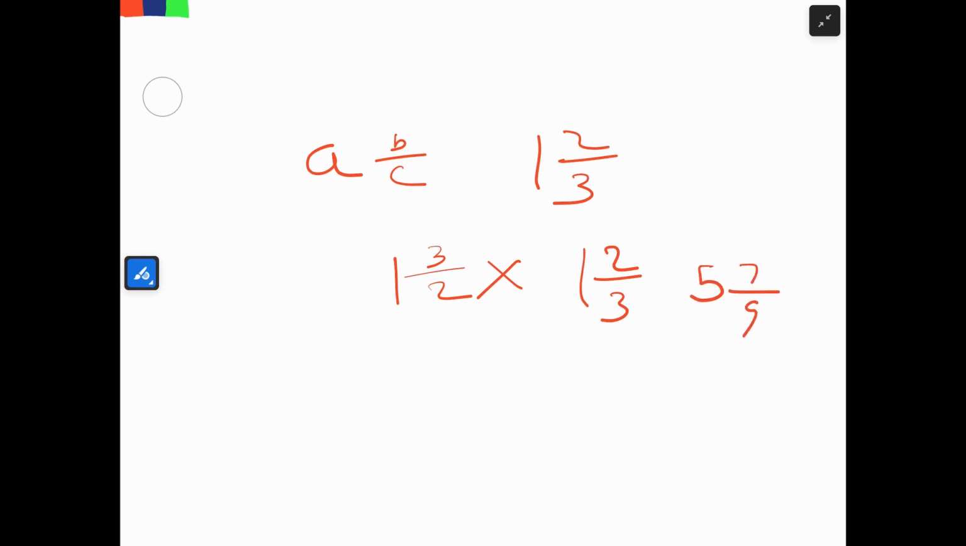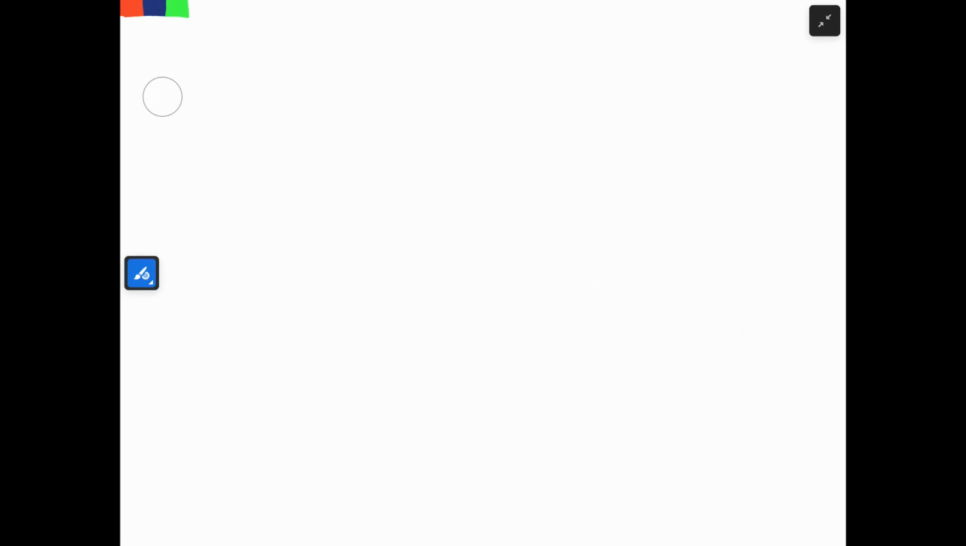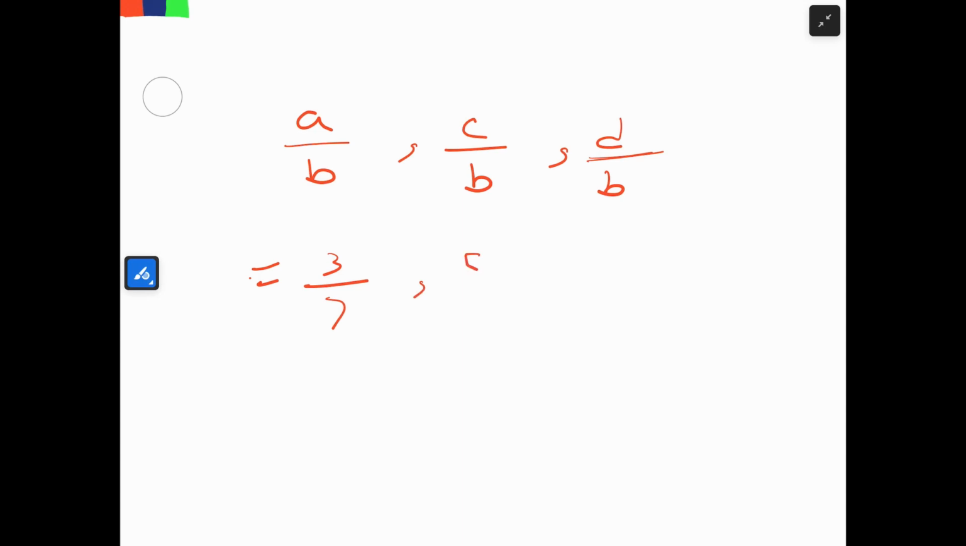7 by 9. Like fractions are two or more fractions with the same denominator, like a by b, c by b, d by b, etc. So for example 3 by 7, 5 by 7 and 6 by 7.